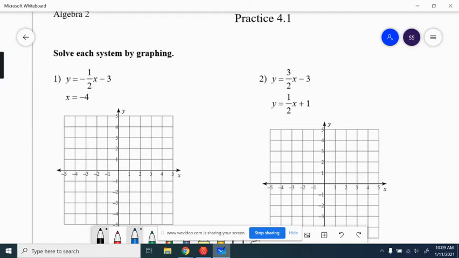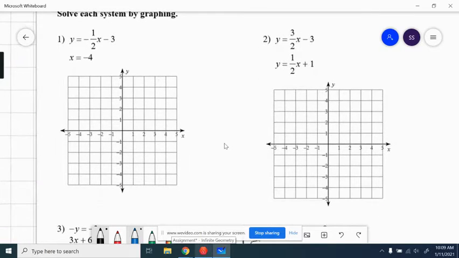Okay, this is the solving systems by graphing practice problem video. I'm just going to go through and do a couple of problems for you so you know what you need to do. So number one looks pretty straightforward. Just going to graph these out.